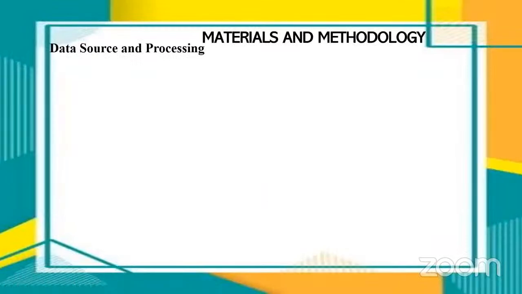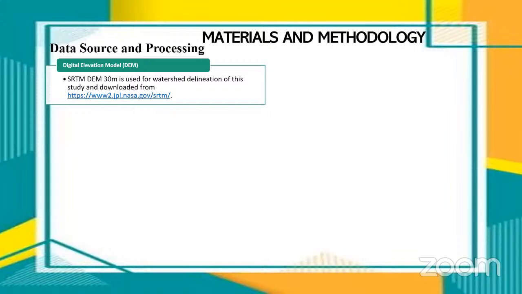So if we come to the materials and methods we used for this study, the first one, we need to start with the data processing, like what data we used for the study. Number one, we used a digital elevation model, SRTM DEM 30 meter, and the aim was to delineate the watershed, to know the catchment boundaries, and the link is also available here.